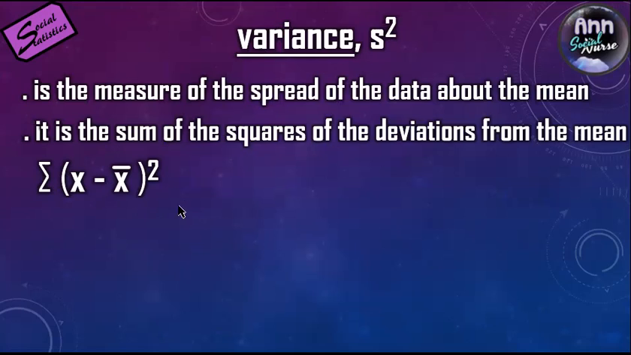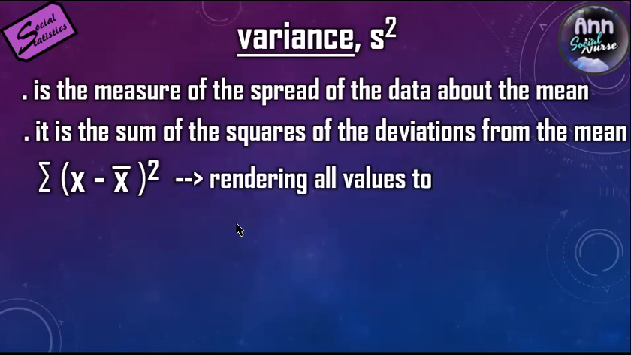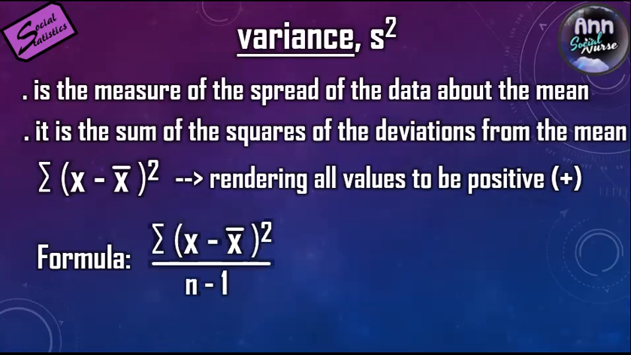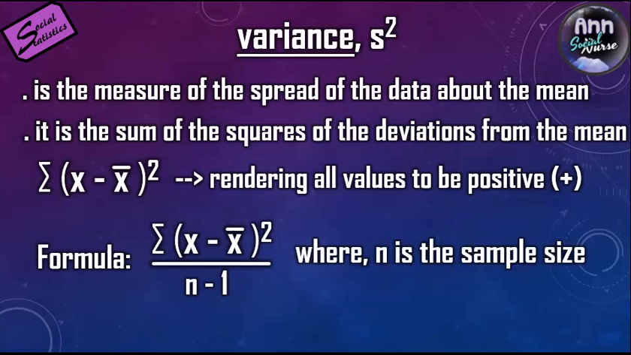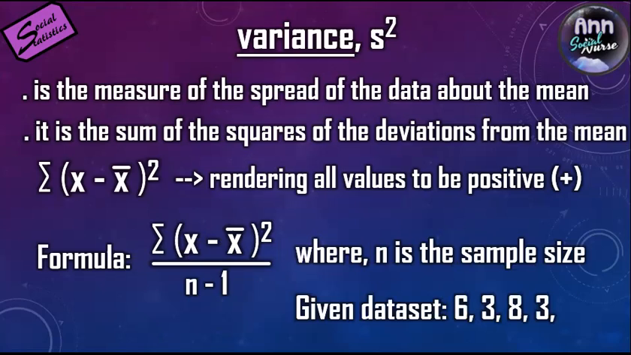So you square each of that. And that's why all values after which will become positive, because even if the value is negative, when you square that, it will become positive. The formula is the summation of x minus the mean, which you square, and divide by n minus 1, where n is the sample size. We know that the sample size is 5. The given data set is 6, 3, 8, 3, 5, just to refresh our memory.